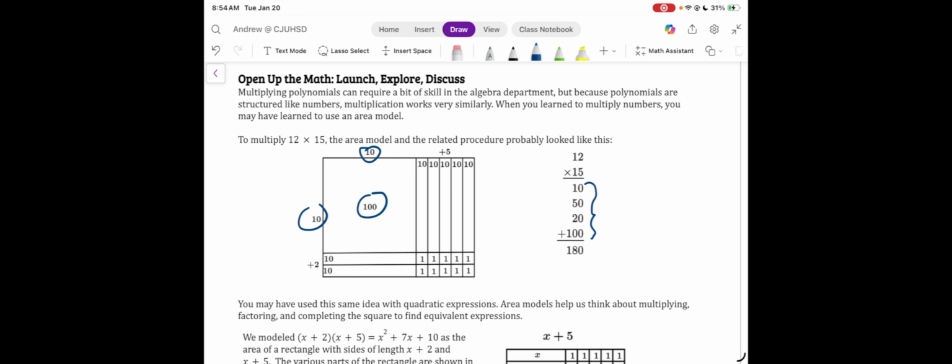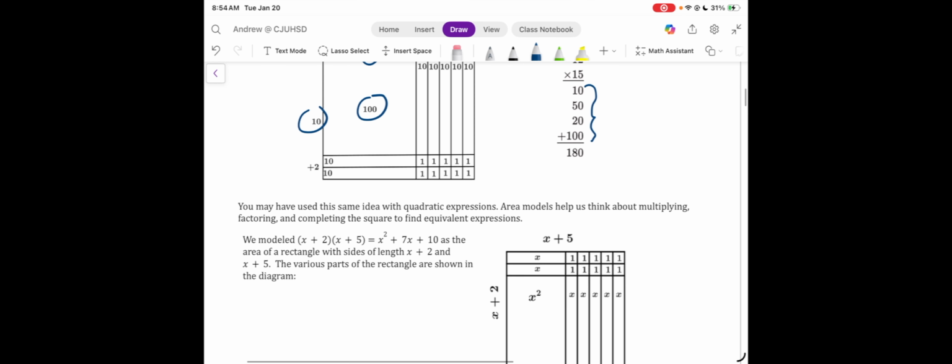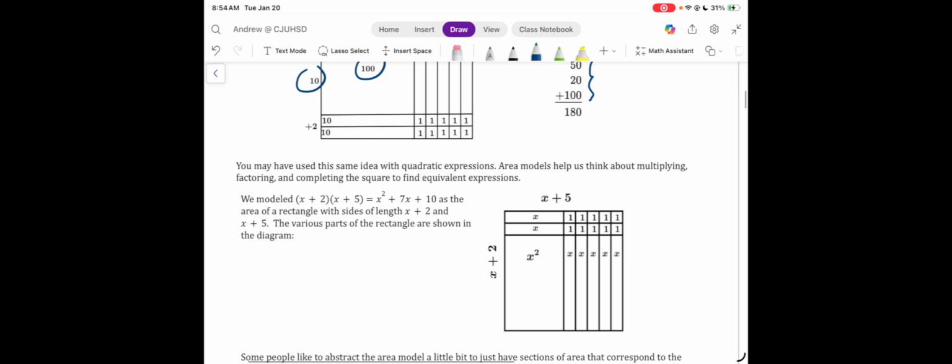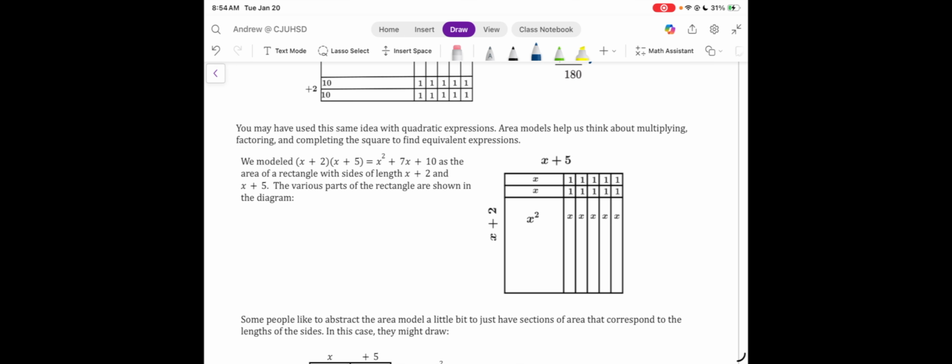It says you may have used the same idea with quadratic expressions. Area models help us think about multiplying, factoring, and completing the square. So here's a model of x plus 2 times x plus 5. Every single x is pictured here. And here's our answer, by the way, x squared plus 7x plus 10. But we don't have to draw every single individual x and number.